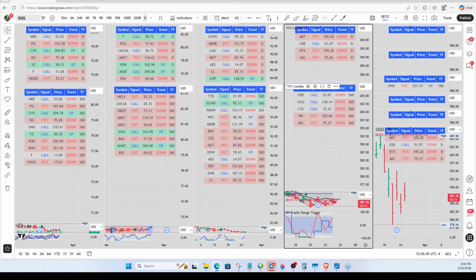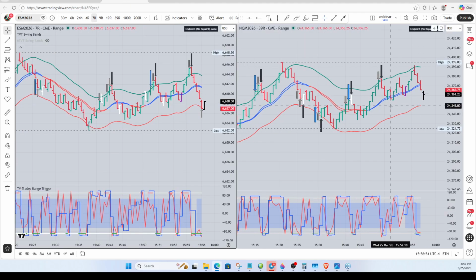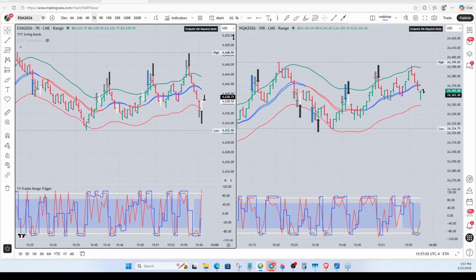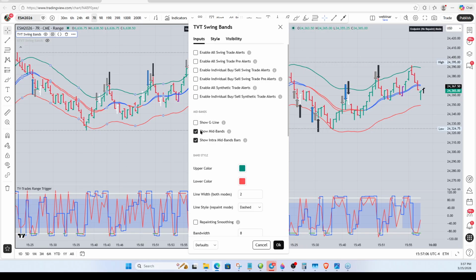How do you get the mid-bands on your swing band indicator? The mid-bands aren't in the swing band. Oh yeah, they are. I'm sorry. Let me show you that. Sorry, I stopped looking at the trades. What time is it? 3:56. We might be able to get another one off right here. Okay, the mid-bands are right here. If you go to the TVT swing bands, Jason, just do this, show mid-bands right there. Okay, and the white bars come from here.